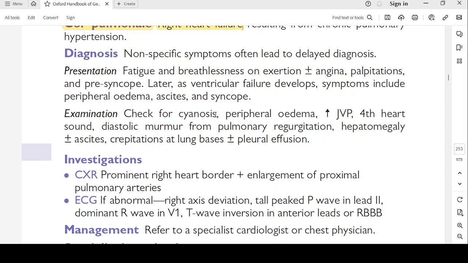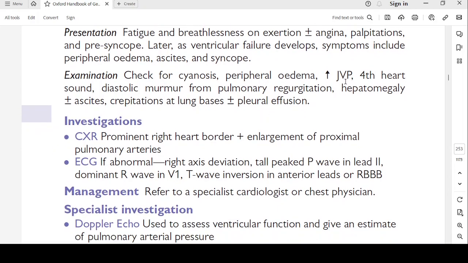Examination. Check for cyanosis, peripheral edema, increased JVP, fourth heart sound, diastolic murmur from pulmonary regurgitation, hepatomegaly, plus or minus ascites, crepitations at the lung bases, plus or minus pleural effusion. So the presentation is of cor pulmonale, and in examination, what you have to check first is the lung cause. Check for cyanosis, any peripheral edema, increased JVP, a fourth heart sound, diastolic murmur from pulmonary regurgitation, hepatomegaly or ascites, crepitations at the lung bases, and pleural effusion.